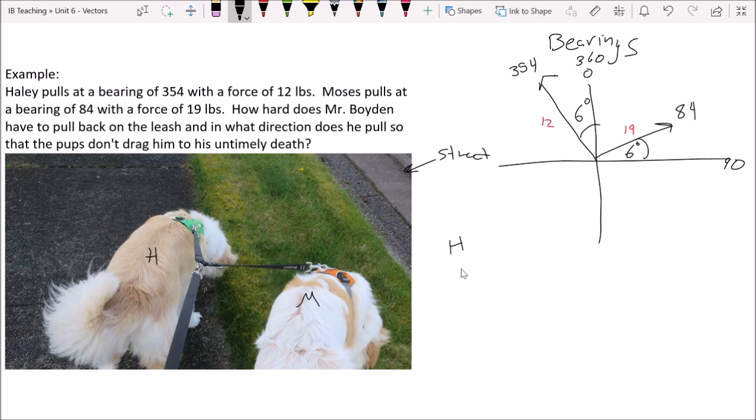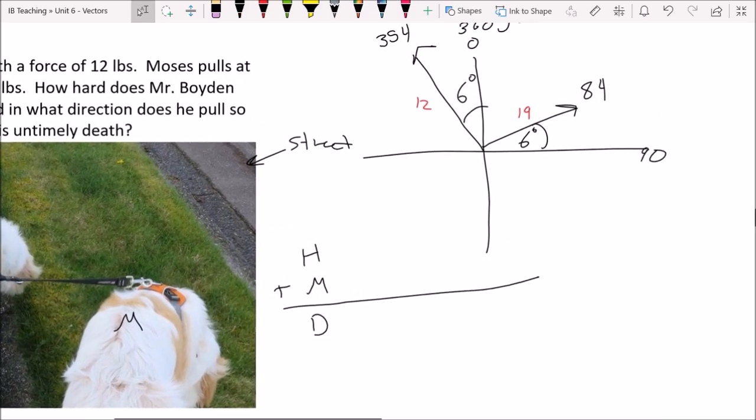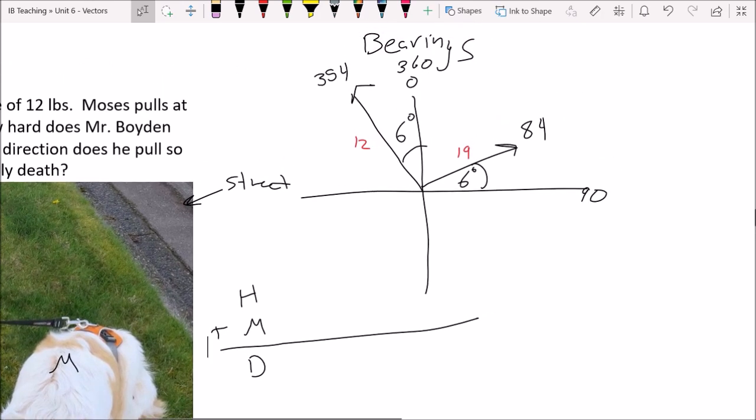So I'm going to do it like this. I'm going to try to figure out with Haley and Moses working together, how hard are they pulling? So I'm going to do H and I'm going to do M, and then down here I'm going to put D. D is for dogs. So Haley and Moses are the dogs and they're doing the pulling. So now we're going to try to figure out what those vectors are.